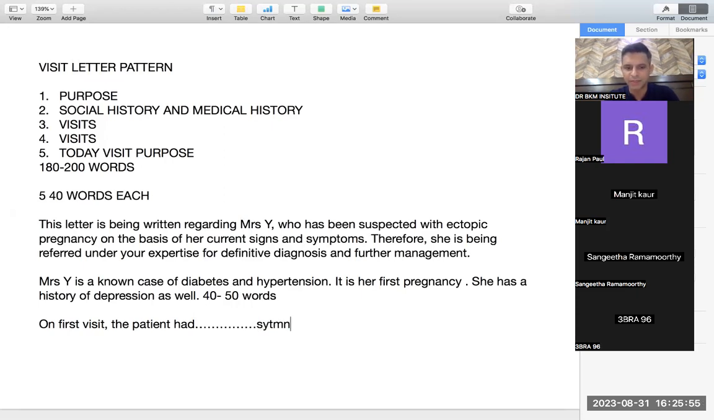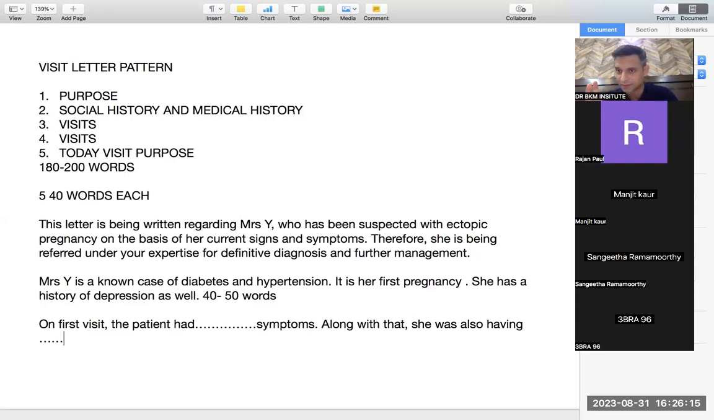If there are multiple symptoms, then you will write along with that, she was also having. So it's just a simple pattern that you will always use. She was also having the rest of the symptoms.